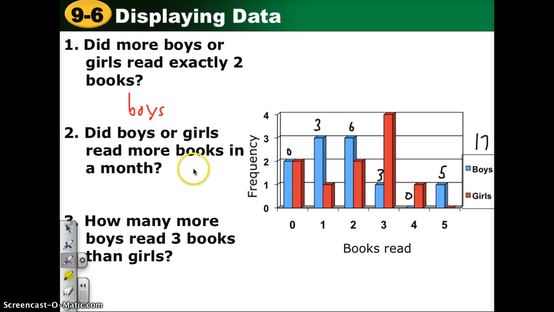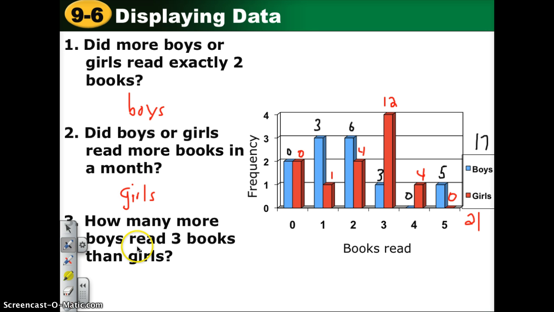Let's do girls. 0. 1 girl read 1 book. 2 girls read 2 books, so that's 4. 4 girls read 3 books, that's 12. 1 girl read 4 books, and no girls read 5. So we have 12 plus 4 is 16, plus 4 more is 20, 21. So did boys or girls read more books in a month? Girls did.